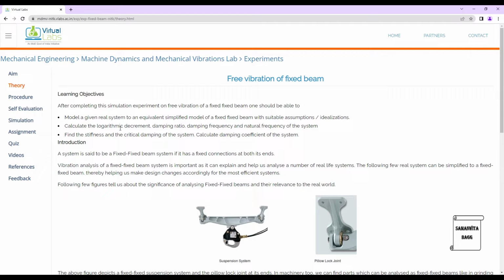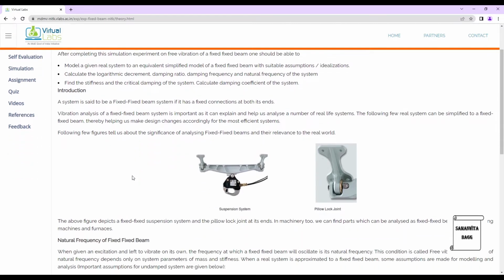Calculate the logarithmic decrement, that is delta, damping ratio zeta, damping frequency omega d, and natural frequency omega n of the system. Find the stiffness, that is K, and the critical damping of the system, that is Cc. Calculate the damping coefficient of the system, that is C. So these are the various variables that we are going to find. It is similar to the free vibration of cantilever and simply supported beam. If you have gone through those two experiments, this will be an easier one for you.